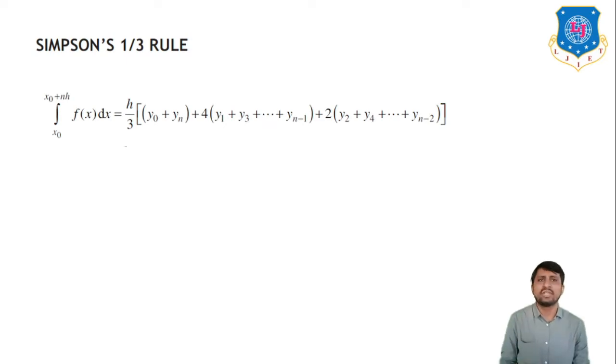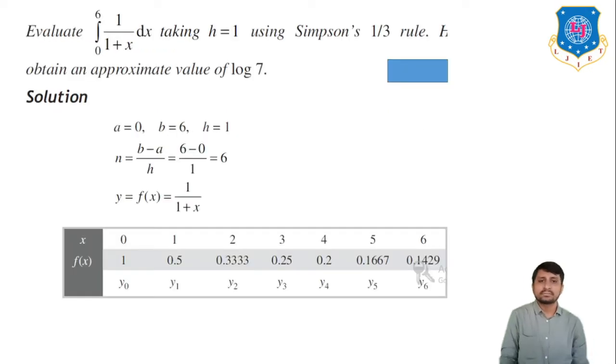So this is the formula for Simpson's 1/3 rule. Integration from x0 to x0 plus nh of f of x dx is equal to h by 3 into y0 plus yn plus 4 into y1 plus y3 up to yn minus 1 plus 2 into y2 plus y4 up to yn minus 2. Okay, clear? Now let's try to solve some important examples.